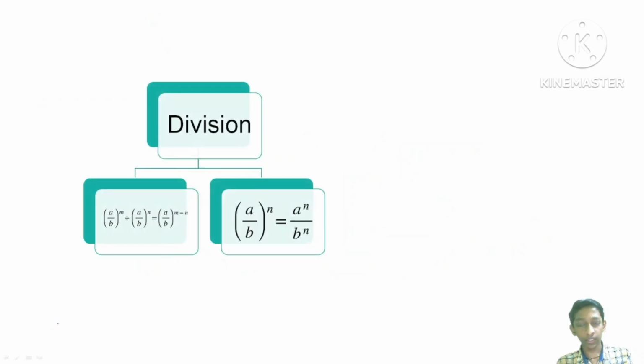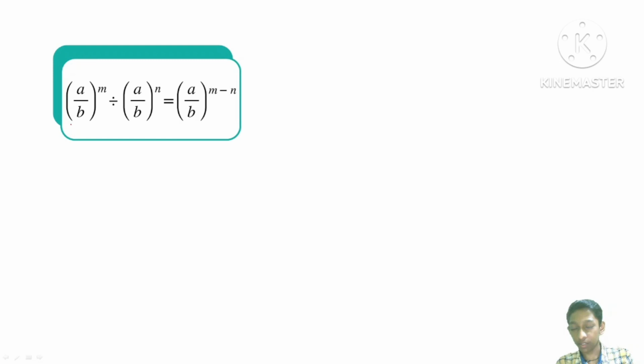Now let's see the laws of exponents in division. In division we have two laws of exponents. In the first law, we have the same base, whereas the exponents are different. When we have the same base and the exponents are different in division, then we have to subtract those exponents. In multiplication, when we have the same base, we have to add the exponents. In division, when we have the same base, we have to subtract the exponents.